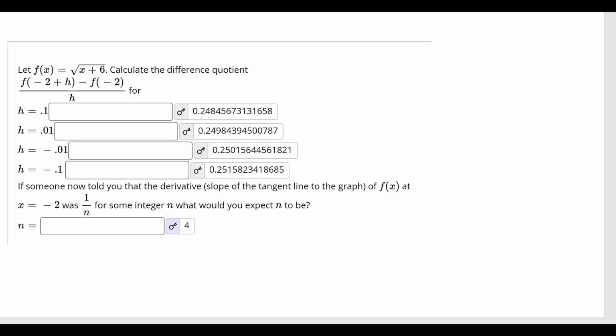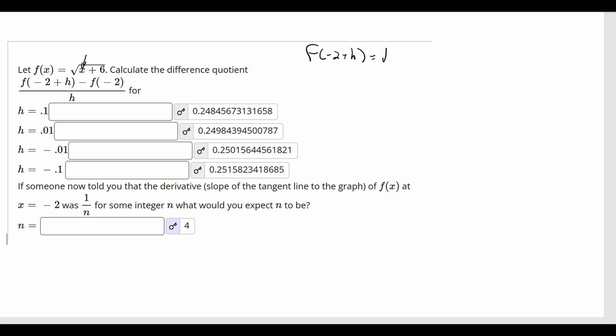For this problem, we're going to calculate the difference quotient for a radical, which presents its own challenges. So we have f of x equals the square root of x plus 6. And so we're doing f of negative 2 plus h, minus f of negative 2, all over h. And so let's just look at it. What is our f of negative 2 plus h? That means that this negative 2 plus h will go in place of the x there.